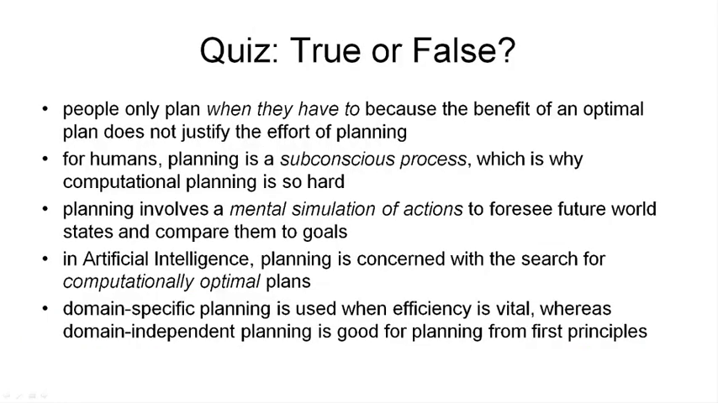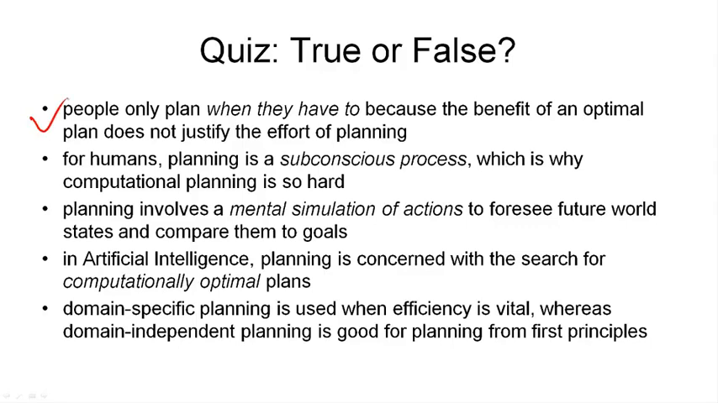So here's a little quiz to test your understanding so far. The following 5 statements are either true or false. Please tick the boxes for the statements that are true. The first statement, people only plan when they have to, because the benefit of an optimal plan does not justify the effort of planning, is true.